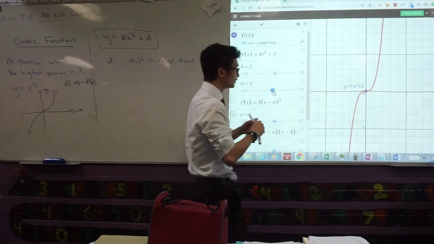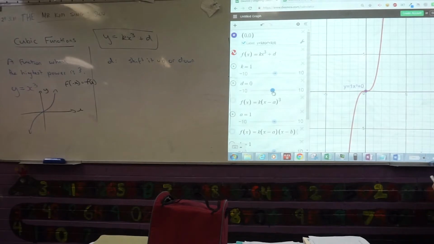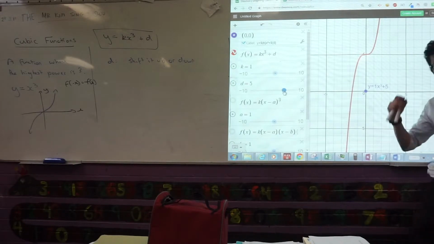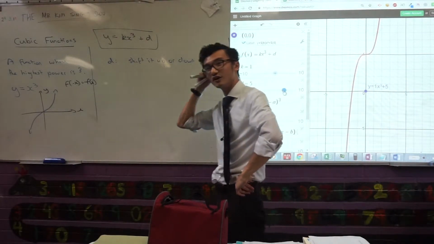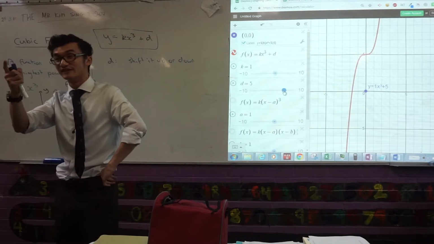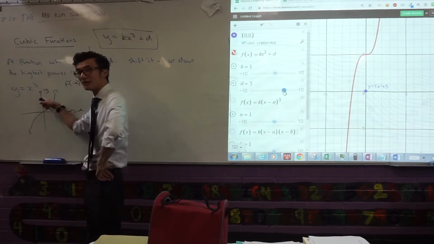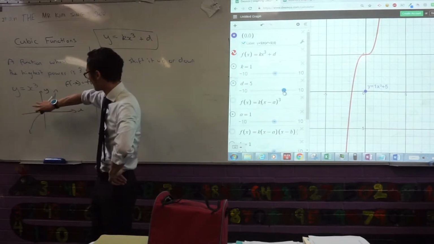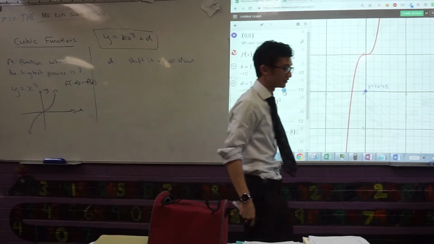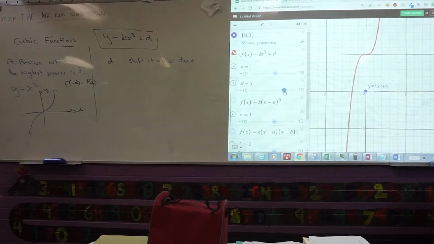Interestingly, if you shift it up, for example, let's make it 5, is this still an odd function? No, why not? Yeah, good. Remember, it has to have rotational symmetry about the origin. Okay, so even though the shape has remained the same, it's not an odd function anymore because it doesn't have rotational symmetry about the origin.